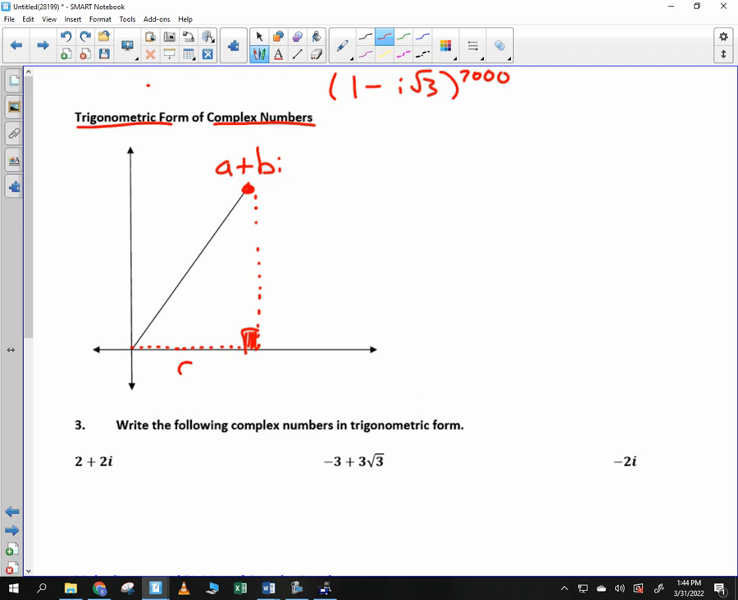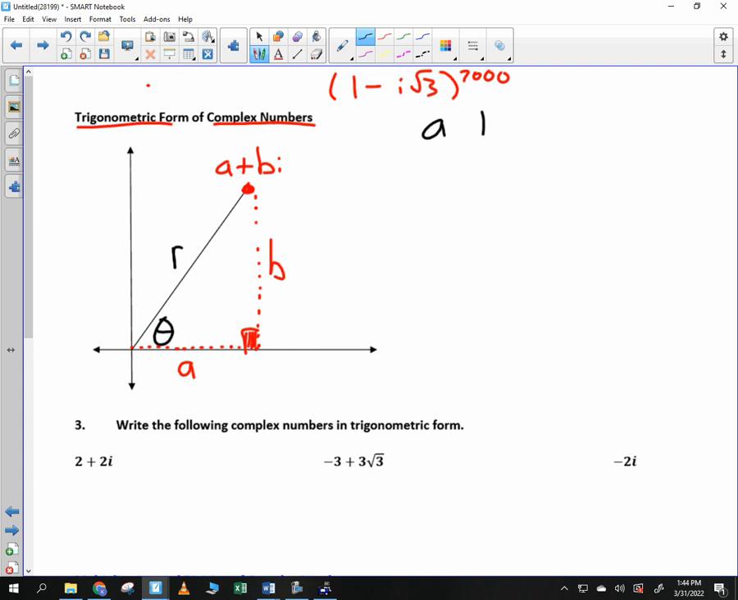We're going to call this a length of A. We're going to call this a length of B. We're going to call this R. And we're going to call this theta. So, Patty, you can use some of the thoughts you were trying to use earlier as we calculate this, because you're on the right track.